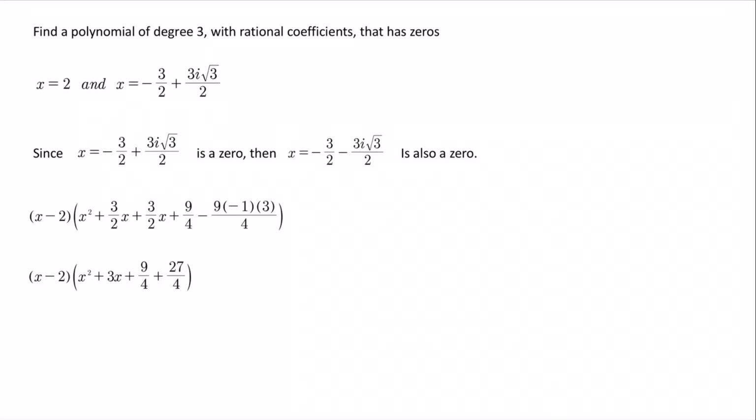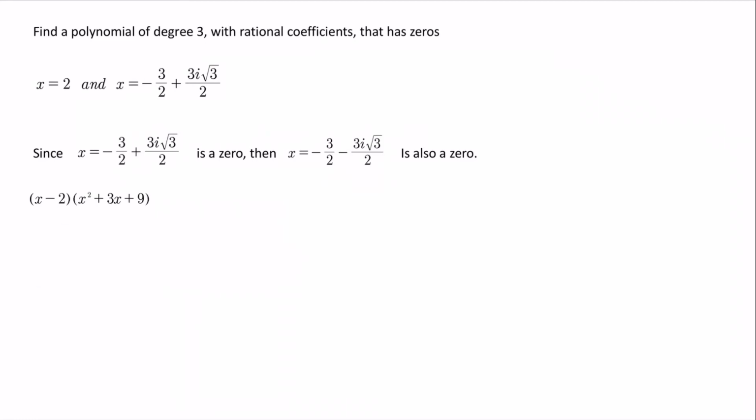So now we will simplify this second factor. We have x minus 2 times x squared plus 3x, which we get when we add 3 halves x plus 3 halves x, plus 9/4, and then when we cancel the two negatives in the last term and multiply the 9 and the 3 in the numerator, we wind up with 27/4. Now combining 9/4 and 27/4, we wind up with x minus 2 times x squared plus 3x plus 9.